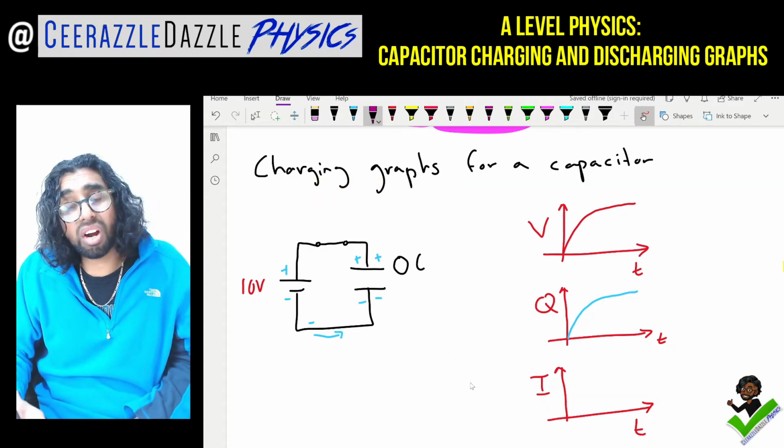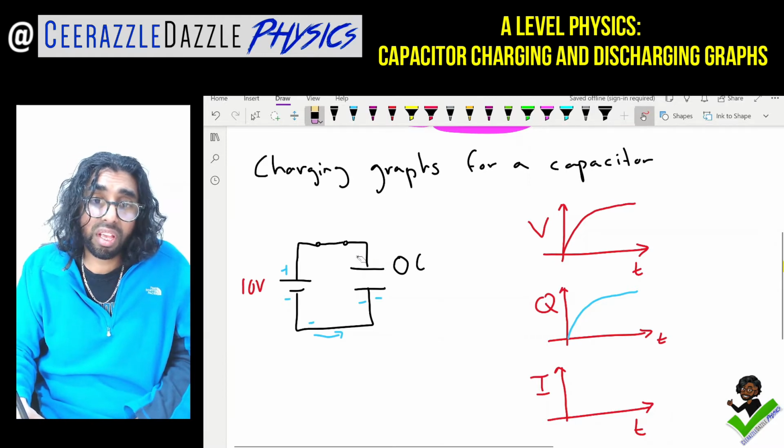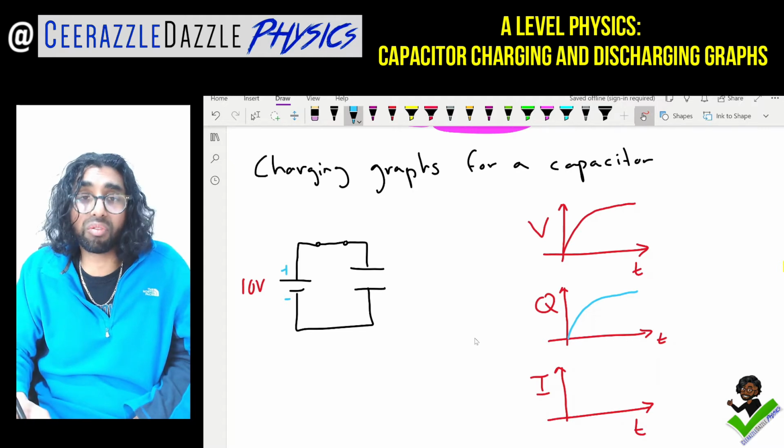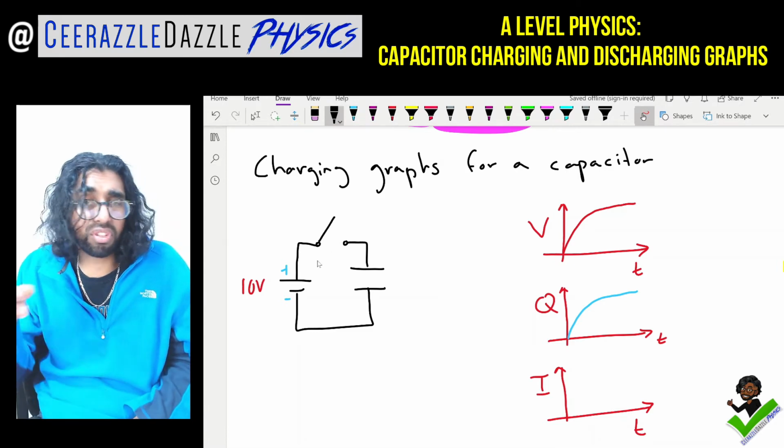Okay, what about current against time now? Let's just look at the current. If you've forgotten what current is, guys, current is equal to the rate of flow of charge. The rate of flow of charge. So initially when the switch is open, nothing's going to flow around.